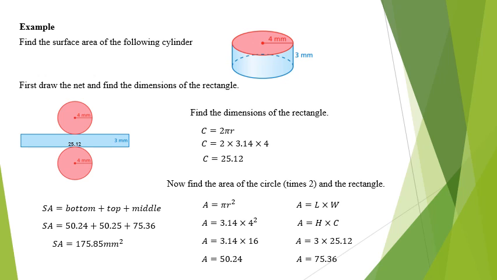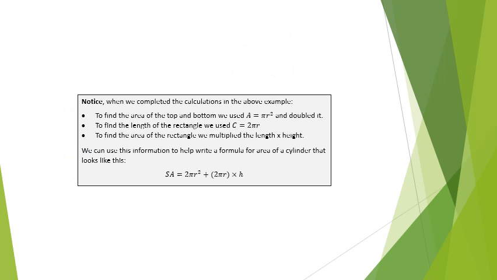Now luckily, as long as you understand where all that came from, we are able to come up with a formula that you will again be given on a formula sheet. So notice when we completed the calculations in the above example, to find the area of the top and bottom, we used area equals pi r squared and we doubled it. To find the length of the rectangle, we used circumference equals 2 pi r. And to find the area of a rectangle, we multiplied the length, which is that circumference, times the height of the cylinder.